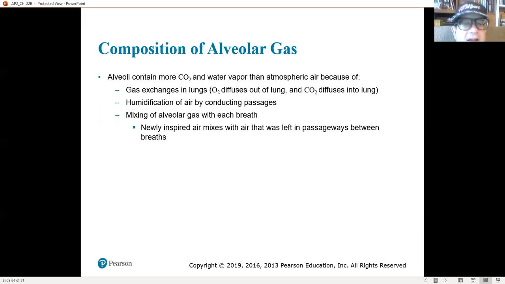So the alveoli have more carbon dioxide and more water vapor than the atmospheric air because we are doing gas exchange. We're trying to load the lungs up with carbon dioxide. It also has more water vapor because, remember, we warm and moisten the air as we inhale it. All that moistening of the air is loading it up with water vapor. We mix the alveolar gas with every breath. New air mixes with the air that was left in the passageways, in the dead space.